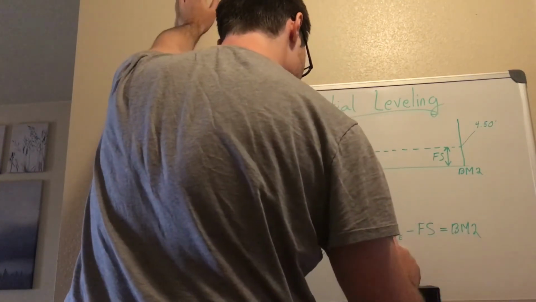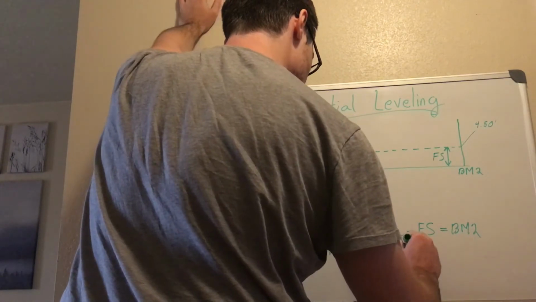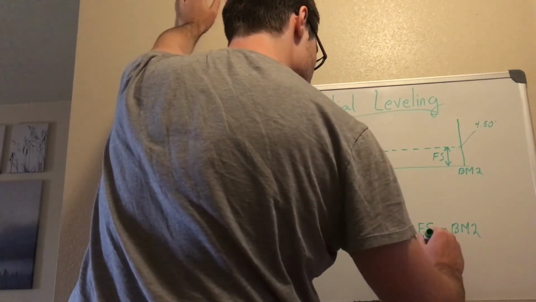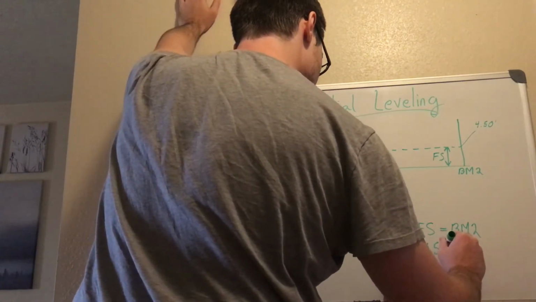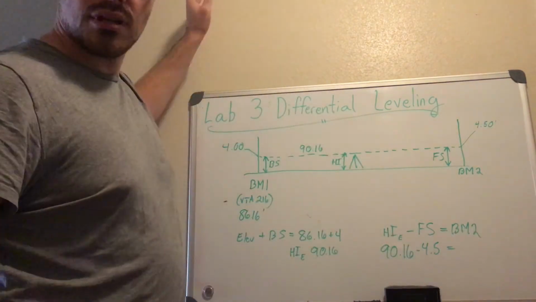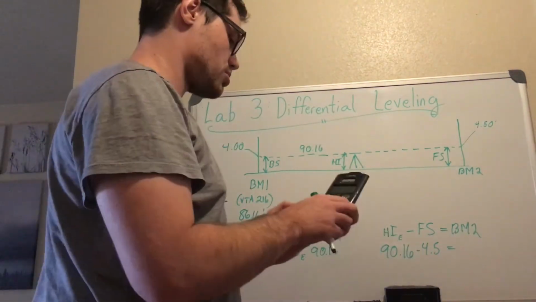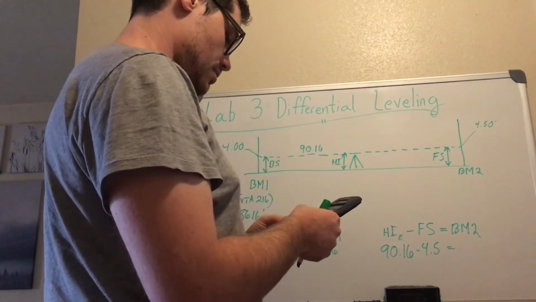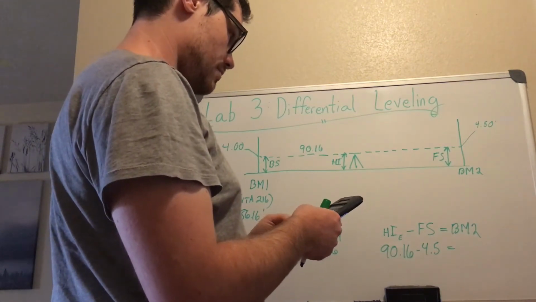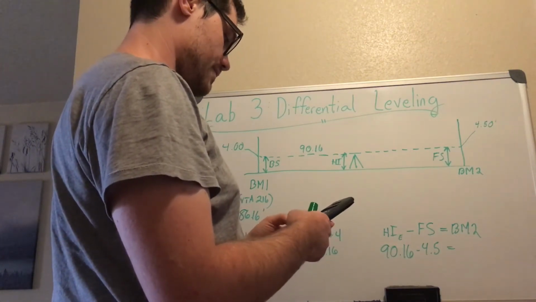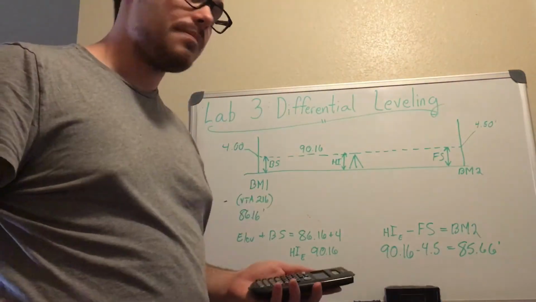Okay, so in here it's going to end up being 90.16 minus 4.5. Rather than trust my brain, let's just trust the calculator. Say 90.16 minus 4.5. It's 85.66 feet. So what does that mean?